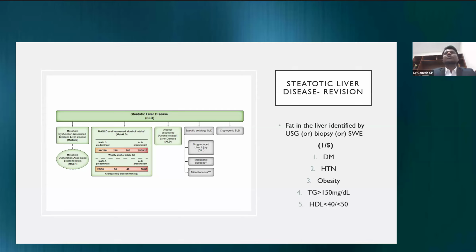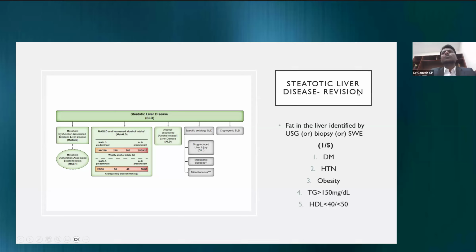To have MASLD, one should have fat in the liver. The fat in the liver can be diagnosed by ultrasound, biopsy, or shear wave elastography. The fat percentage should be more than 5%, identified with the help of shear wave elastography, ultrasound, or biopsy. Along with the fat in the liver, one must have one out of 5 metabolic risk factors, which include diabetes as defined by AGA, hypertension, obesity, the cutoff of obesity being 23 for the Indian population, and triglycerides of more than 150 milligram per deciliter, or HDL of less than 40 for males and less than 50 for females.